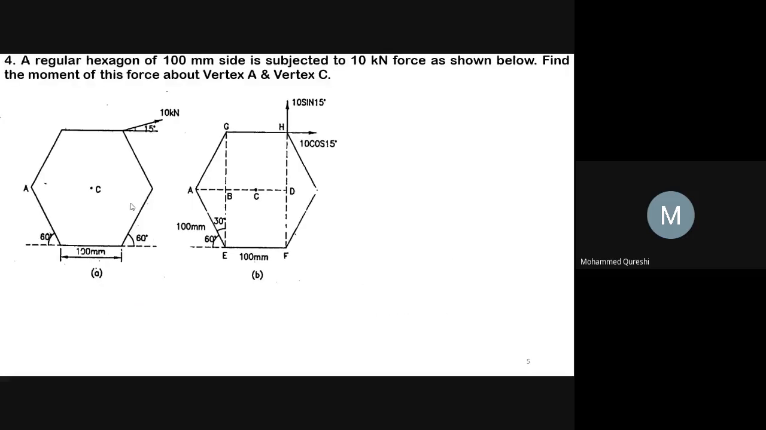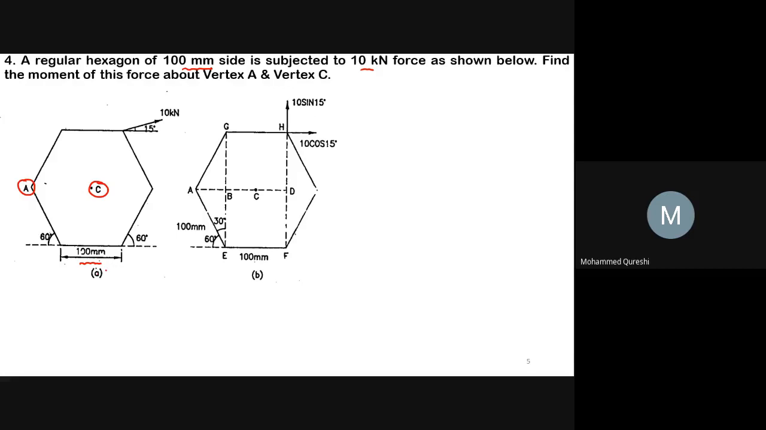Now we will go for another example, as it is given that a regular hexagon of 100 mm side is subjected to 10 kilonewton force. Each side is 100 mm, and it is subjected to 10 kilonewton force as shown in figure. Find the moment of this force about the vertex A and the vertex C.